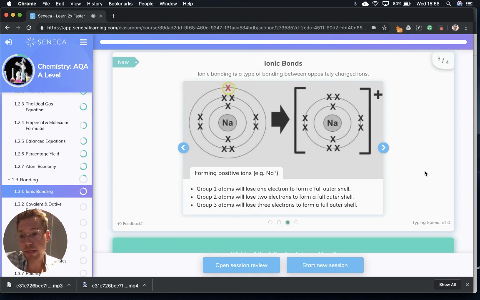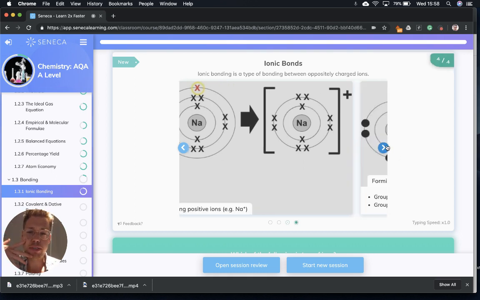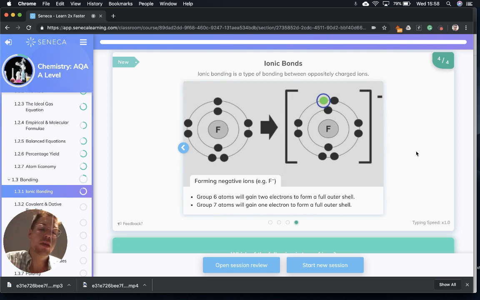And the periodic table can help us out here, because we can just look at what group an atom is in to determine how many electrons it will lose. So everything in group 1 will lose 1 electron to form a full outer shell, like the sodium example we just talked about. Everything in group 2 will lose 2 electrons, and everything in group 3 will lose 3 electrons. I wonder what happens with group 4, I wonder. Well, you should be able to spot the trend by now.